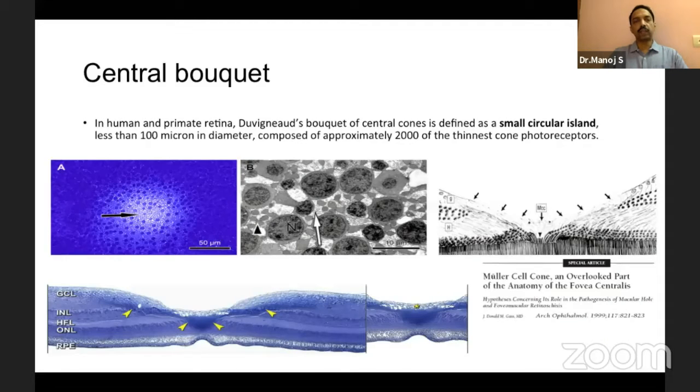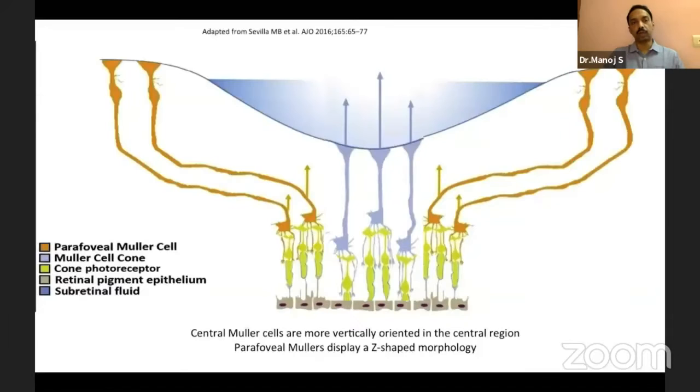Now, coming to the next entity, central bouquet abnormalities. Central bouquet refers to a small circular island of sparsely arranged cones linked with specially arranged Muller cells called the Muller cell cone, which was described by Gass et al. earlier. Now, there are two types of Muller cells. The central Muller cells are more vertically oriented when compared to the Z-shaped morphology of the parafoveal Muller cells.